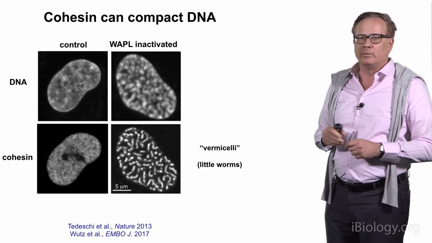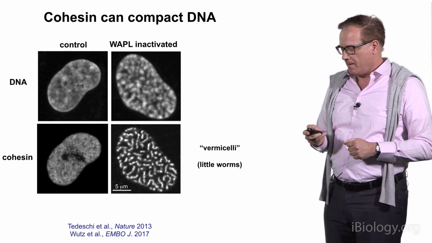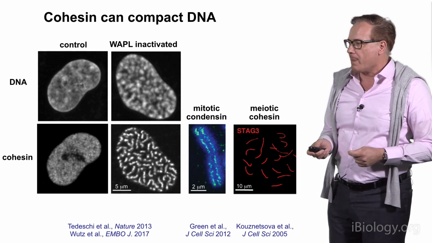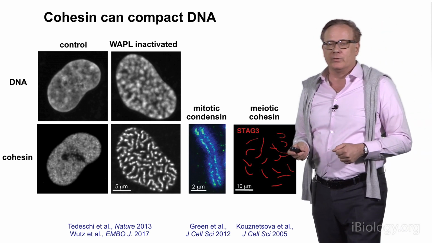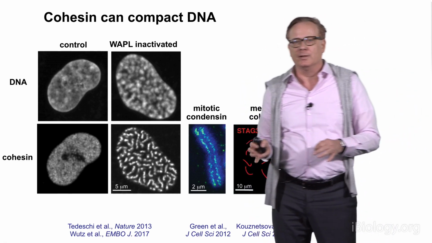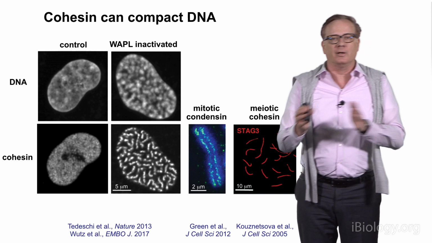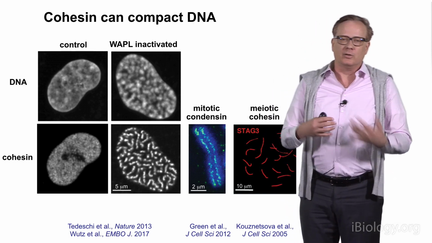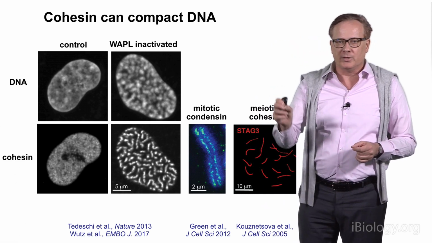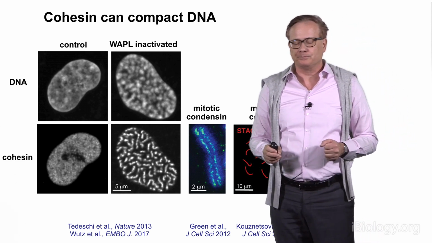So that's what we call these structures. Now, that was really interesting. It reminded us of how complexes that are related to cohesion are distributed in mitotic and meiotic chromosomes. In mitotic chromosomes, the condensing complexes are also adopting an axial distribution.